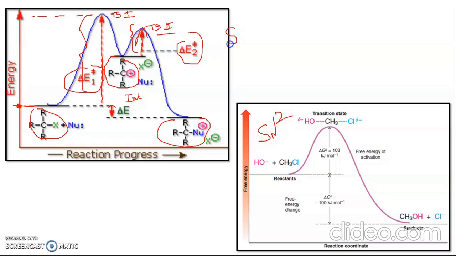This is SN1. So here we have a single hump and we have a single activation energy, because this is our only transition state and there are no intermediates involved. Here our starting material is methyl chloride, the nucleophile is HO minus, the final product is methanol, and the leaving group is Cl minus. Okay.